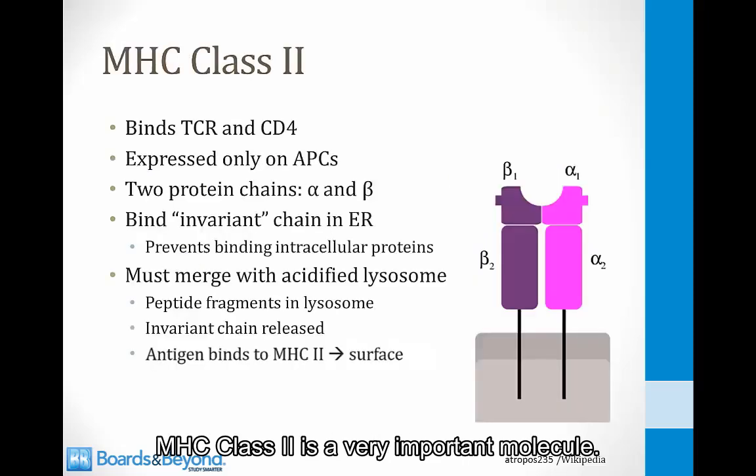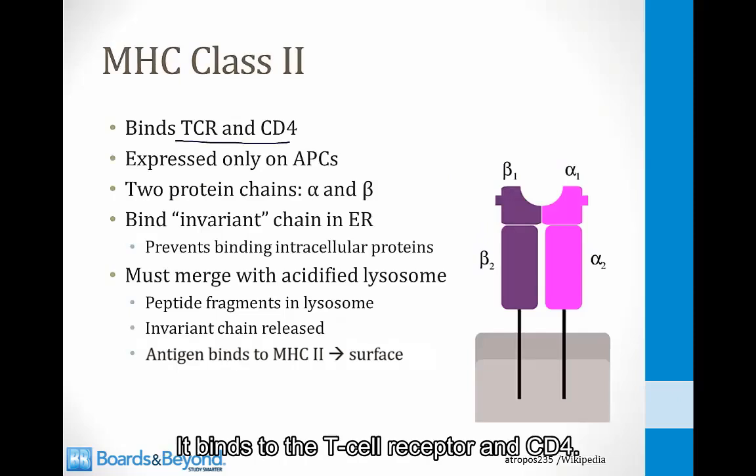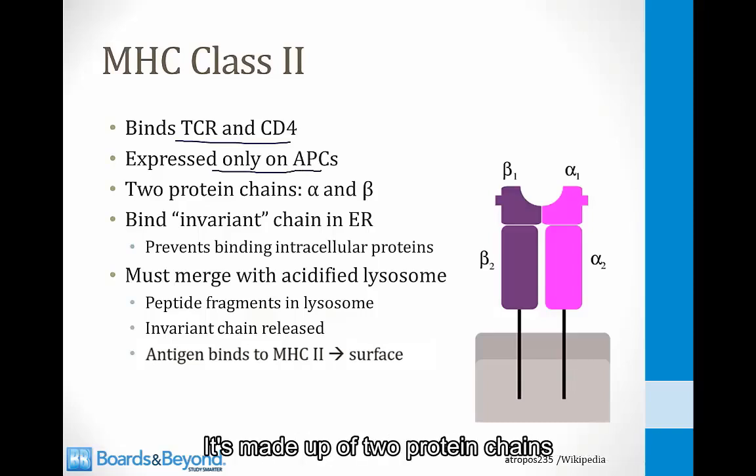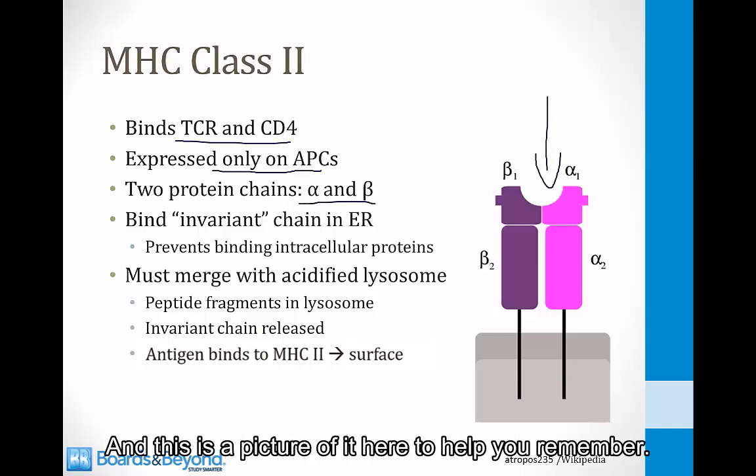MHC class II is a very important molecule. It binds to the T cell receptor and CD4, and it's expressed only on those antigen-presenting cells I just discussed. It's made up of two protein chains called an alpha and beta chain, and this is a picture of it here to help you remember.